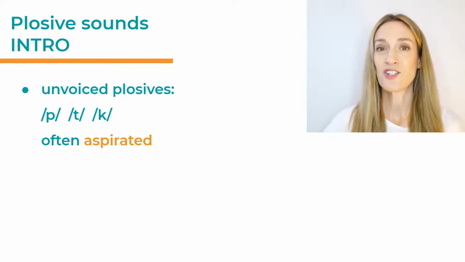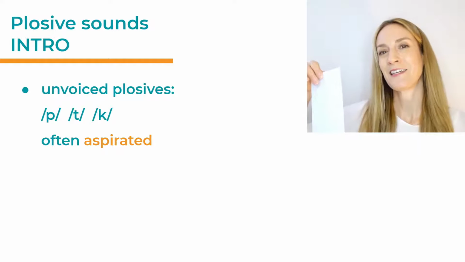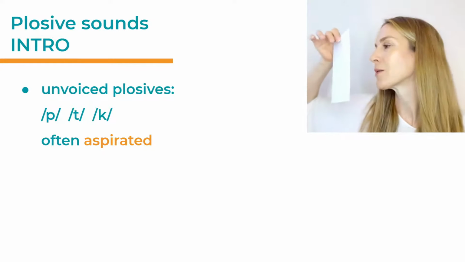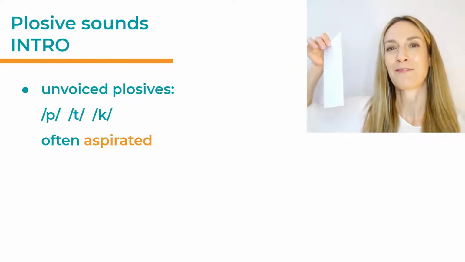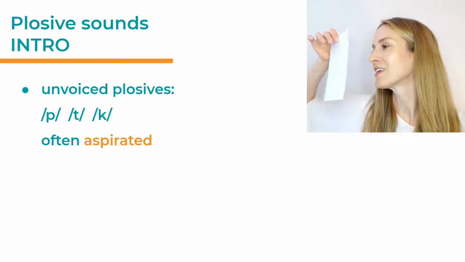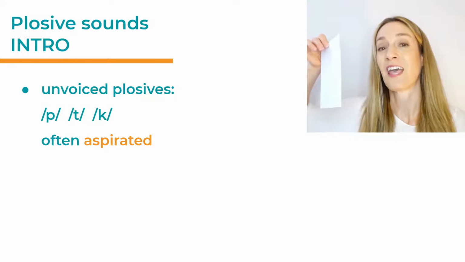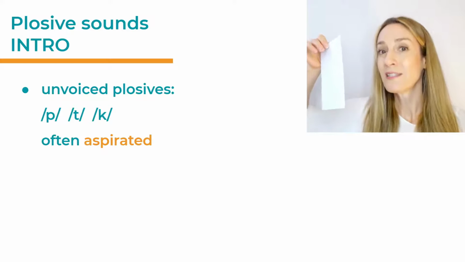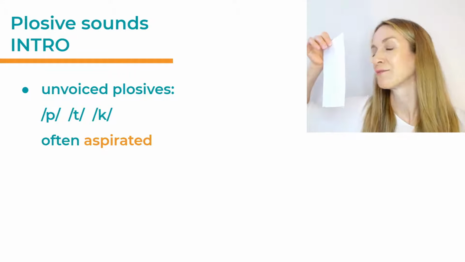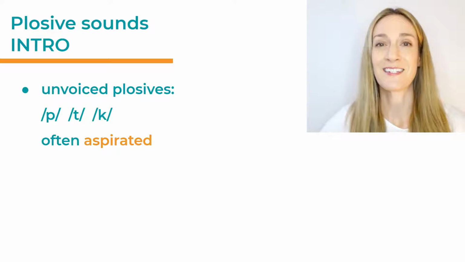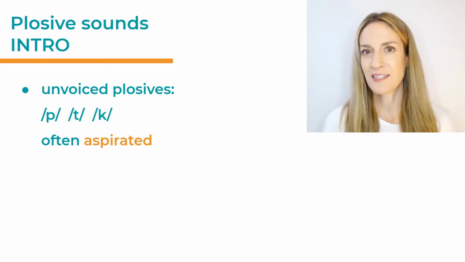And for that, I will just show you a little piece of paper, and just watch what happens to my paper when I say these three aspirated plosives. It's very obvious the paper moves because you can actually see that little puff of air. P, T, K. It's most obvious with P, but you can also see it with T and K. But remember the voiced plosives, B, D, G, there is no puff of air, they're not aspirated. So often aspirated means there's like a little h attached to these sounds.